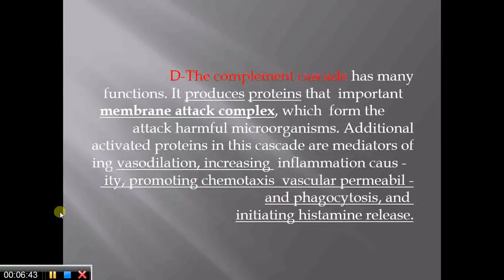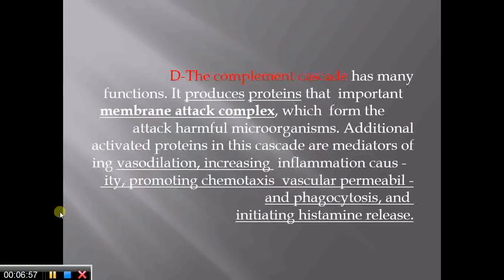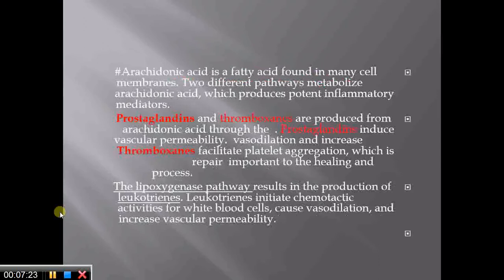The fibrinolytic cascade involves the conversion of plasminogen into the active protease plasmin. Plasmin has 2 important functions: degradation of fibrin clots and activation of the complement cascade. The complement cascade has many important functions. It produces proteins that form the membrane attack complex, which attack harmful microorganisms. Additional activated proteins in this cascade are mediators of inflammation, causing vasodilation, increasing vascular permeability, promoting chemotaxis and phagocytosis, and initiating histamine release.